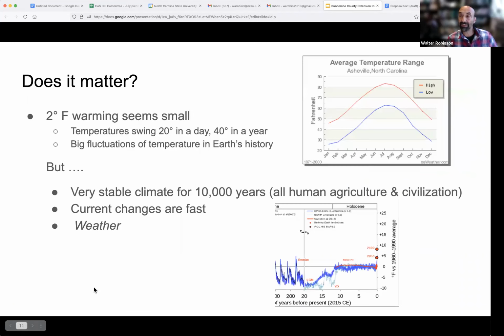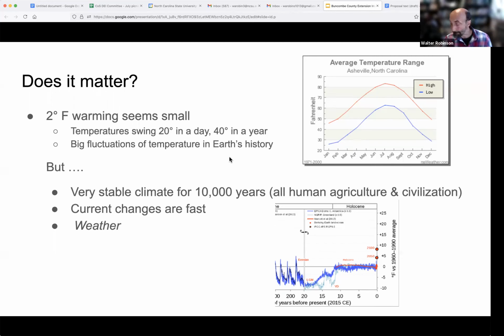Okay, so one question you can ask is, talk about warming, does it matter? The 2 degrees Fahrenheit warming that we've seen so far seems pretty small. I mean, as you know, temperatures can swing 20 degrees in a day and 40 degrees easily over a year. This is the average temperatures, highs and lows, the climate graph, if you will, for Asheville, North Carolina. And you see the big seasonal change across the year. These are averages and the big, what we call daily or diurnal change. And you saw there are big fluctuations in Earth's history and in climate.